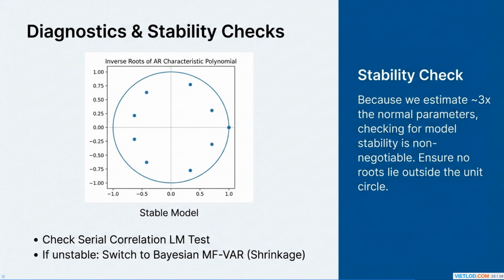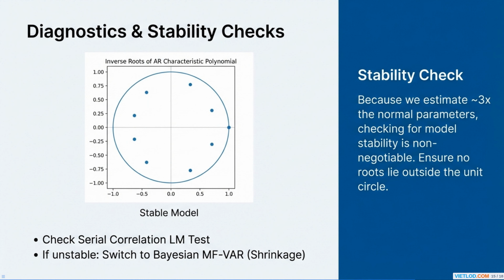After estimation, you should always check for issues like serial correlation in the residuals, using tests like the Lagrange multiplier, or LM test. A particularly critical check for any VAR model is stability. Because MFVAR models estimate so many parameters, the risk of instability is higher. A stable VAR is one where the effects of shocks die out over time. We check this by examining the inverse roots of the characteristic AR polynomial. For the model to be stable, all roots must lie inside the unit circle, as shown in the plot. If any root is outside the circle, the model is explosive, and the impulse responses are not meaningful.